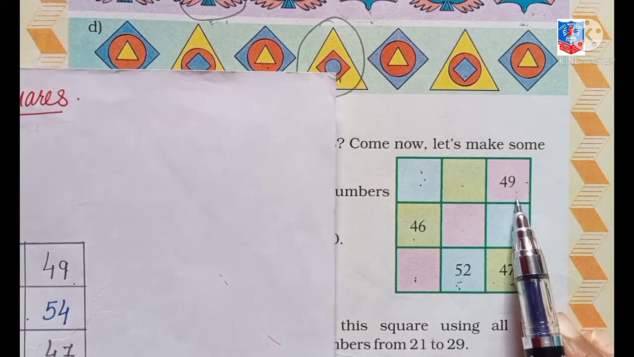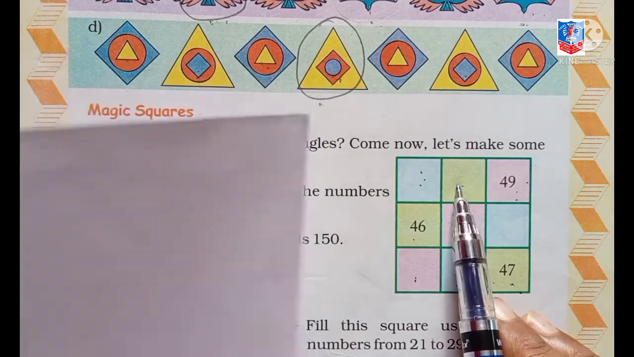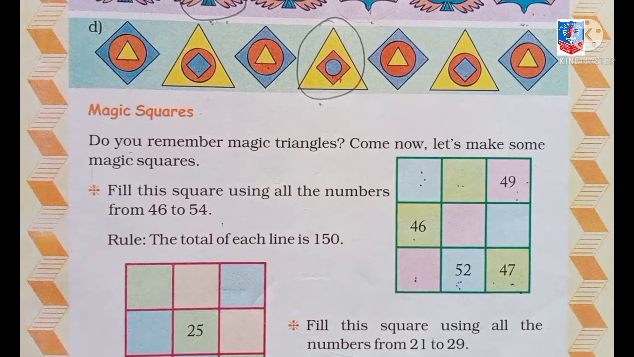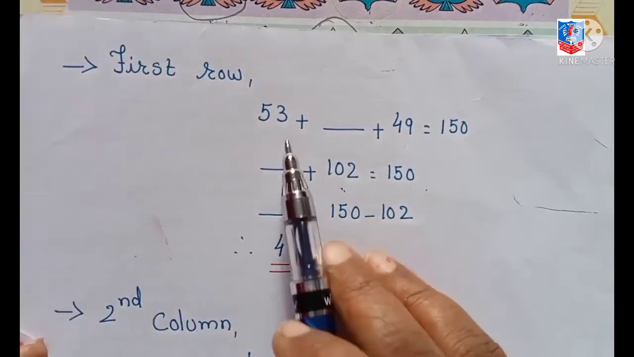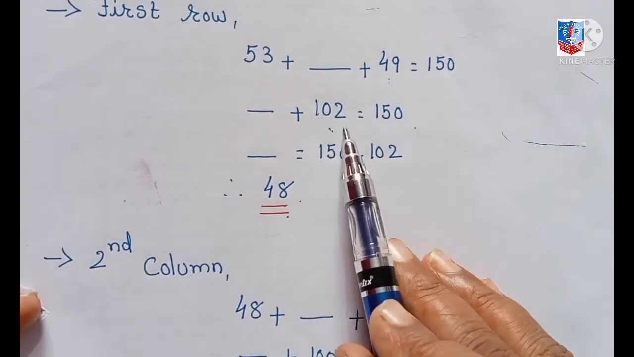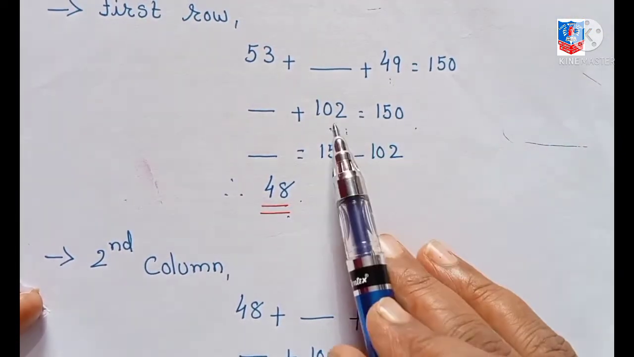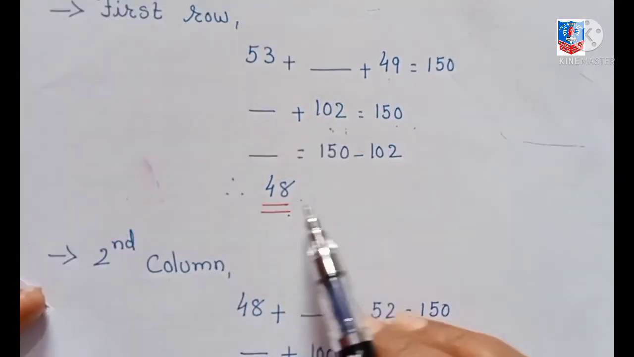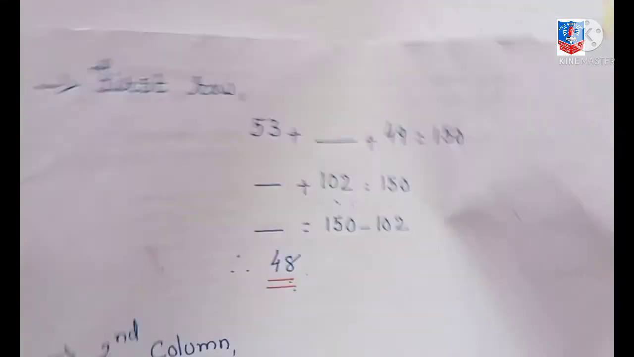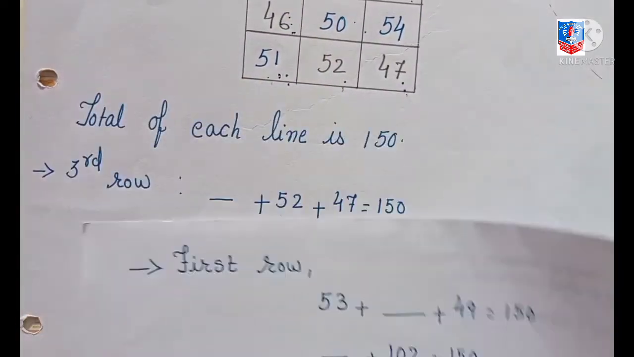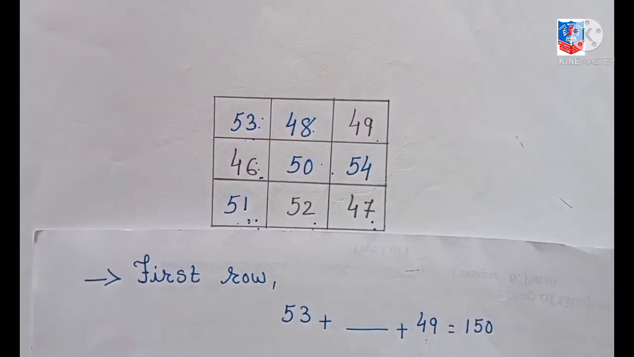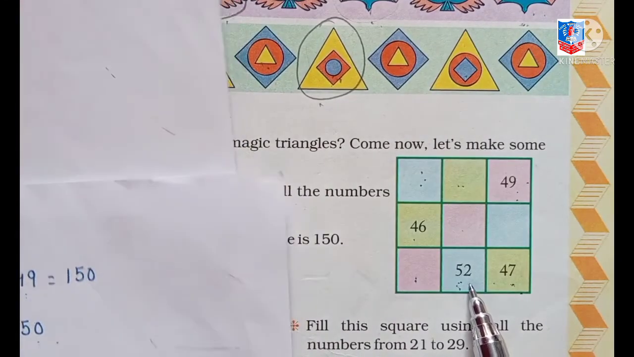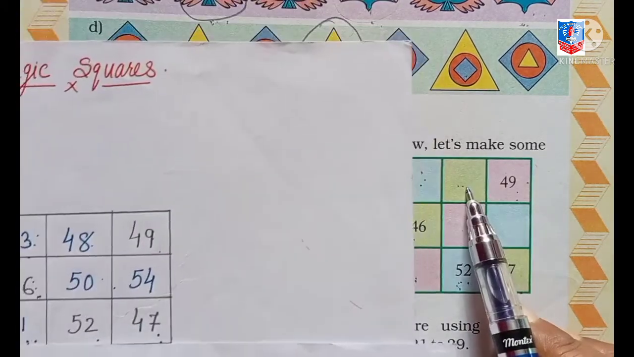And in the question it is given 49. To get this middle number, what we will do? We will add 53 plus 49. See here, 53 plus 49, that is 102. Now subtract 102 from 150, we will get 48. That means we got the number 48. Understood?